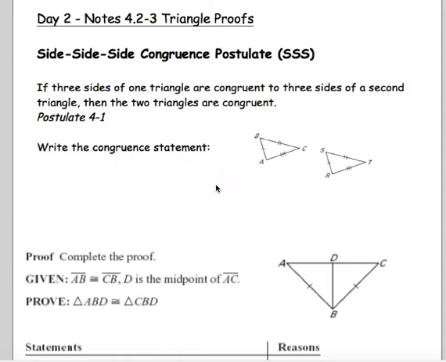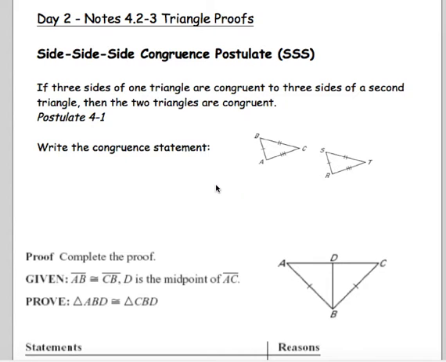There are 5 ways to prove triangles congruent that we're going to be using in this chapter. In this video, I'm going to try to get them all into this one video, so it might be a little bit long, but hopefully it will only be one video for day 2 notes. The 5 ways are side, side, side; side, angle, side; angle, side, angle; angle, angle, side; and HL.